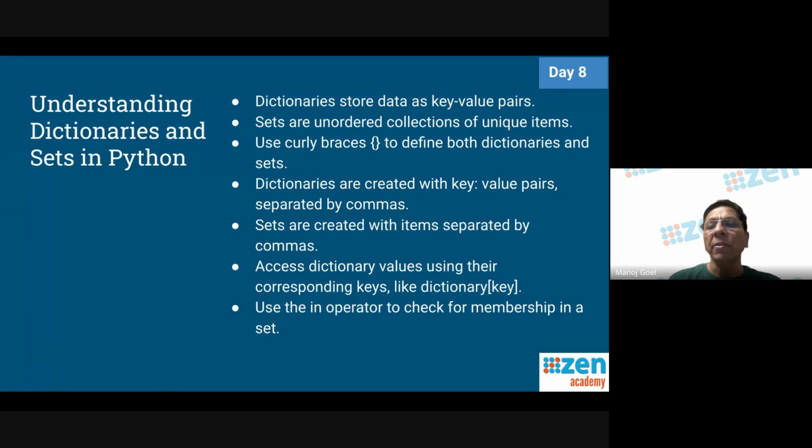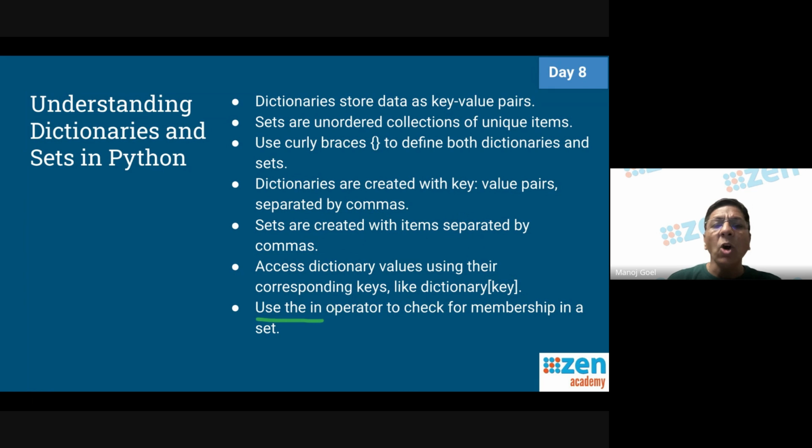Dictionaries are created with key value pairs. Key, and we put a colon and then the value. So this key value pair is kept in the dictionary. We can have as many key value pairs as we want, and all the key value pairs are separated by commas. Sets are also created with items separated by commas. So this is a similarity. Access dictionary values using corresponding keys, like dictionary name and key. I will show you an example just now, in a few minutes.